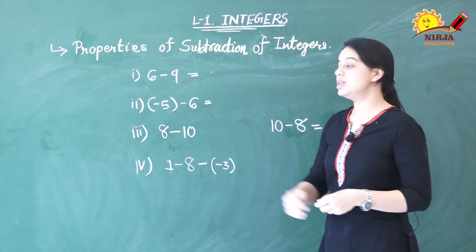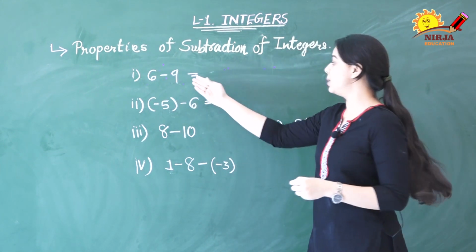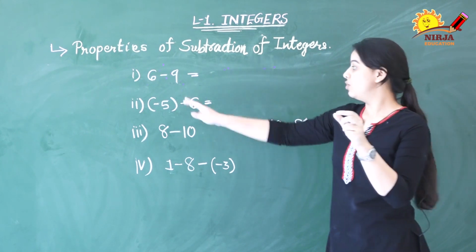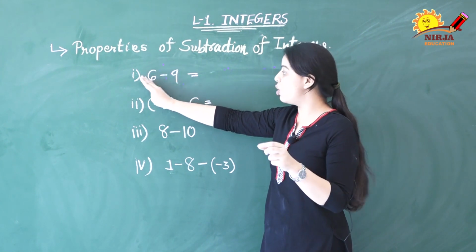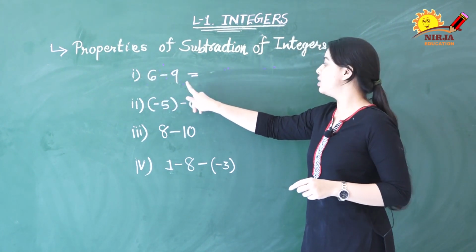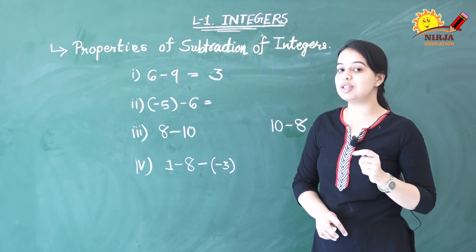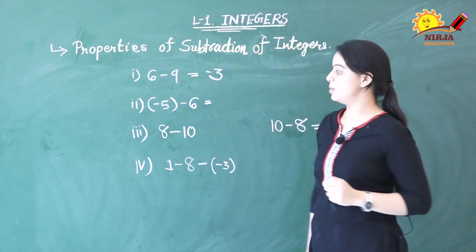And my dear students, whenever one positive and one negative integer is given for subtraction, what do we need to do? We need to pick the bigger number, which is 9, ignoring the sign, and we need to subtract the smaller one from the bigger one. So 9 minus 6 is equal to 3. And we need to put which sign? We need to put the sign of the bigger number, that means minus.